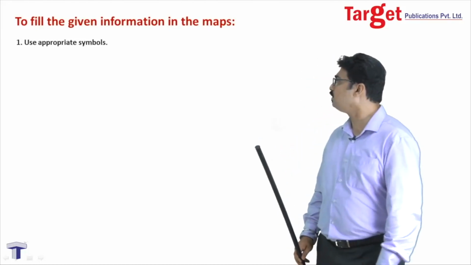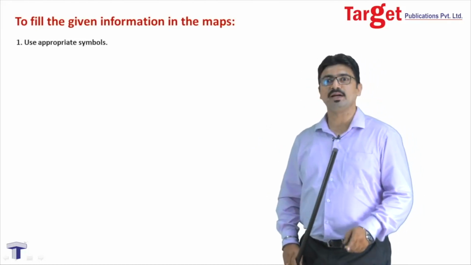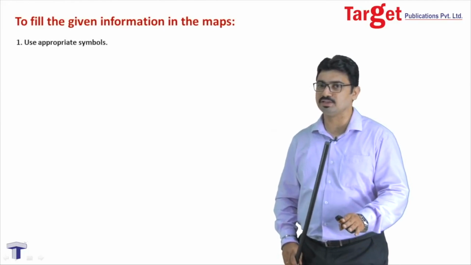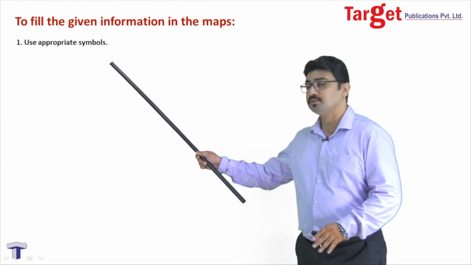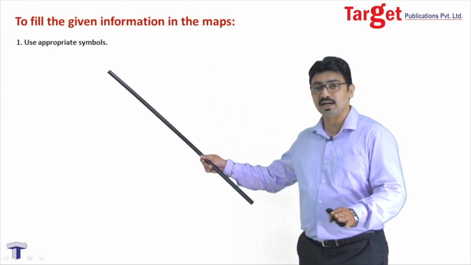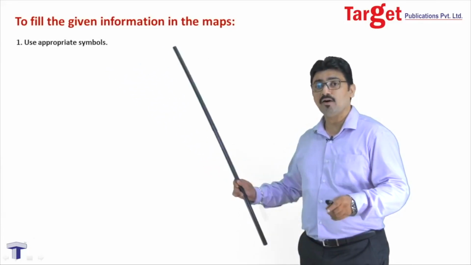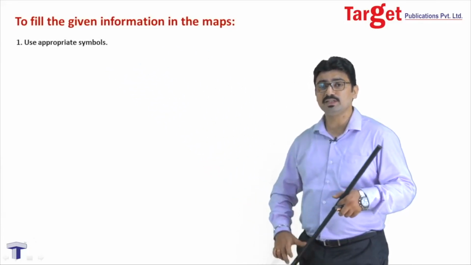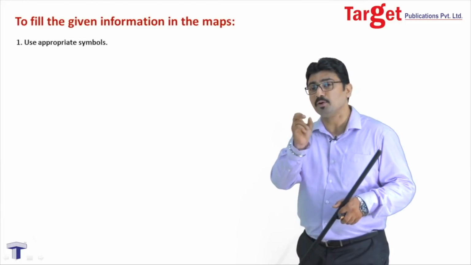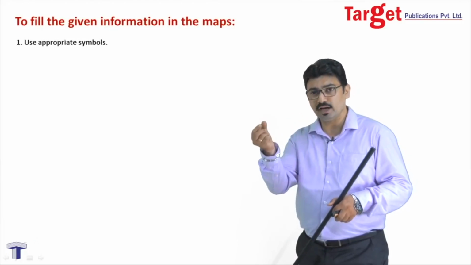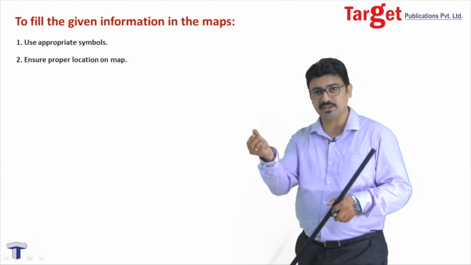The first point that we need to understand is use appropriate symbols. I have been highlighting this throughout this discussion, right? We have given you certain symbols which are already decided, and I have also told you to decide symbols which have not been pre-decided, use appropriate signs like an aeroplane for airport, etc.